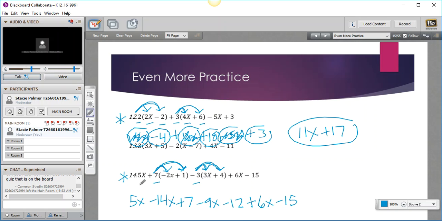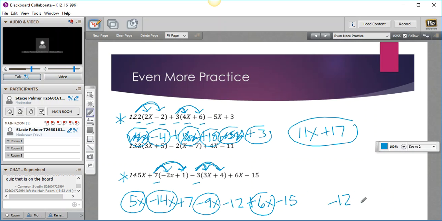Okay, now we can combine like terms. 5 and negative 14 and negative 9 and 6. So 5 plus negative 14 is negative 9. Negative 9 plus negative 9 is negative 18. Negative 18 plus 6 is negative 12. Okay, so we just took care of all of these. And now 7 plus negative 12 plus negative 15. So 7 plus negative 12 is negative 5. Negative 5 plus negative 15 is negative 20.